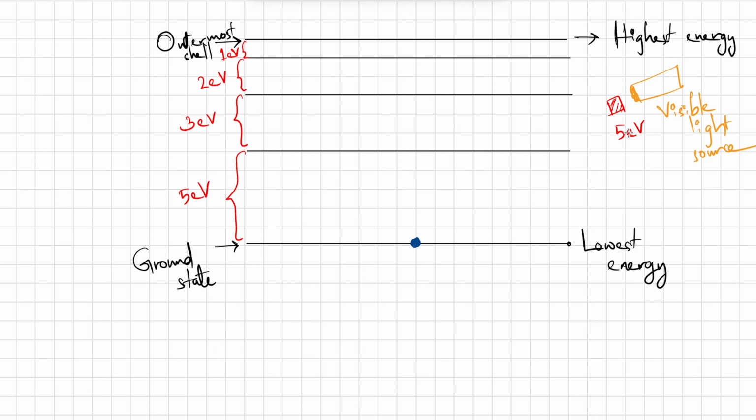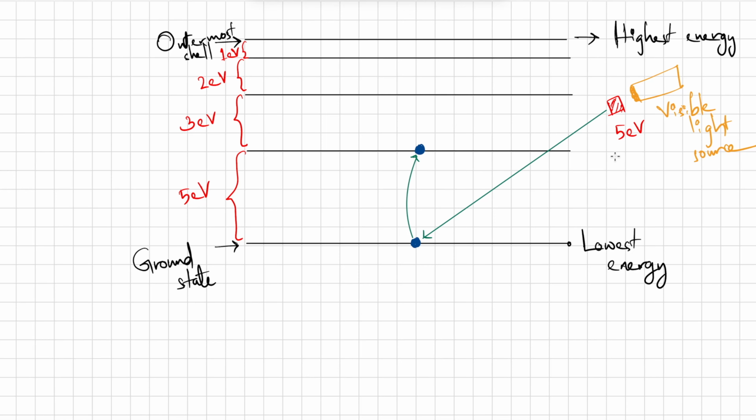5 electron volt. So what would happen? This photon interacts with this electron. It transfers the energy to the electron. So the electron absorbs that energy. It cannot stay in the ground state anymore. It absorbed 5 electron volt, right? So it would jump to the 5 electron volt energy level. The electron is now here in the first energy level.